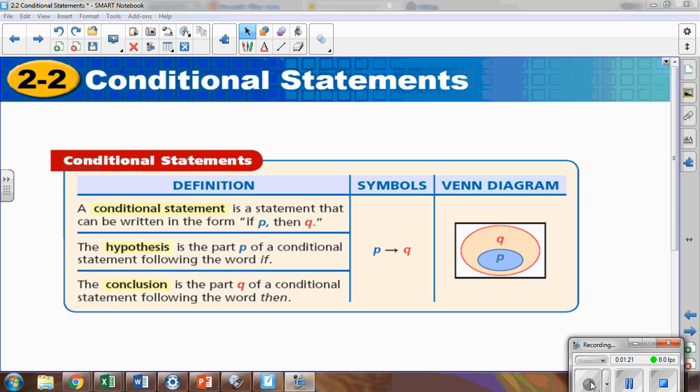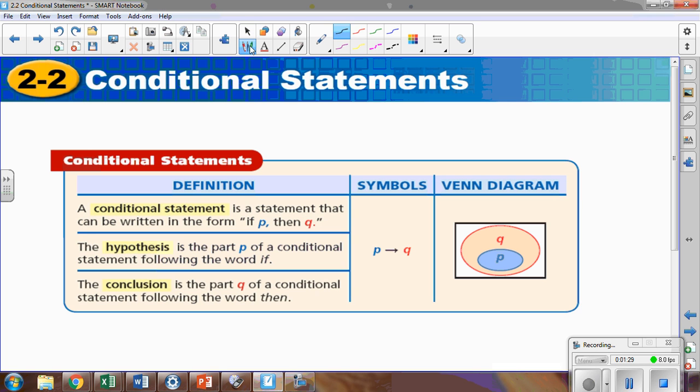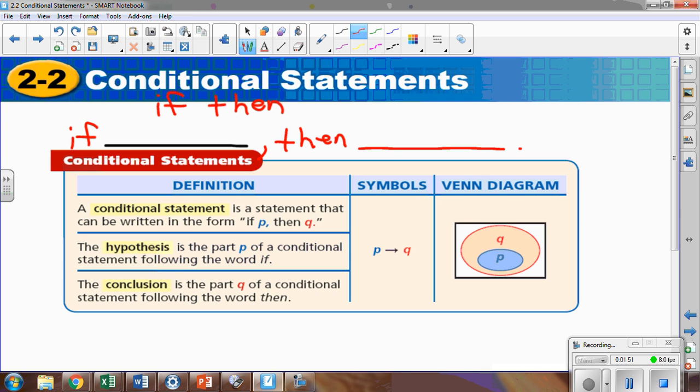Now, the main structure behind what we are working with, a conditional statement. Conditional statements are a lot of times also called if-then statements, because we're setting up a set of conditions. If this thing is true, then we can conclude something else. In terms of the vocabulary, the entire thing here that I have written in red, that is the conditional statement.